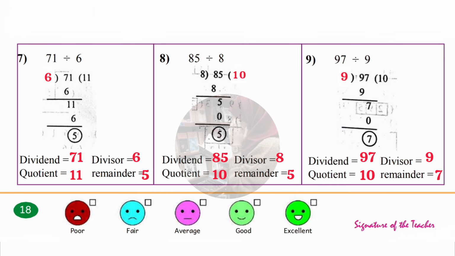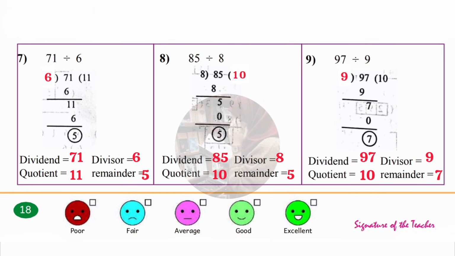Next one, 85 divided by 8. Let's do this. 8 ones 8. Okay, it will become 0. 5 will come down. So 8 0s 0, 5 is the remainder. Write down. Dividend is 85, divisor is 8, quotient is 10 and remainder is 5.